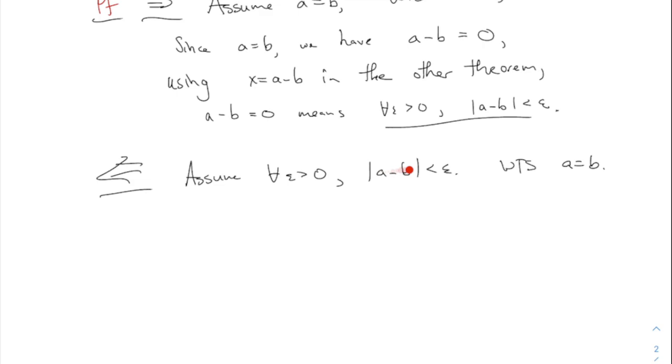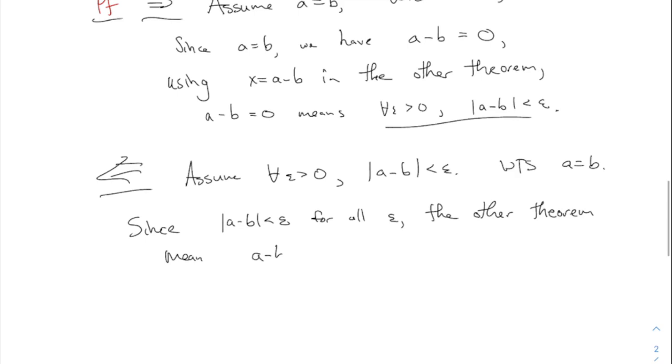So I will say since the absolute value of A minus B is less than epsilon for all epsilon, the other theorem means A minus B equals zero, right? Because that's what the other theorem says. It says something being zero is the same as that thing in absolute value being less than epsilon for every epsilon. But then of course that means A equals B, right? A minus B equals zero is the same as A equals B.